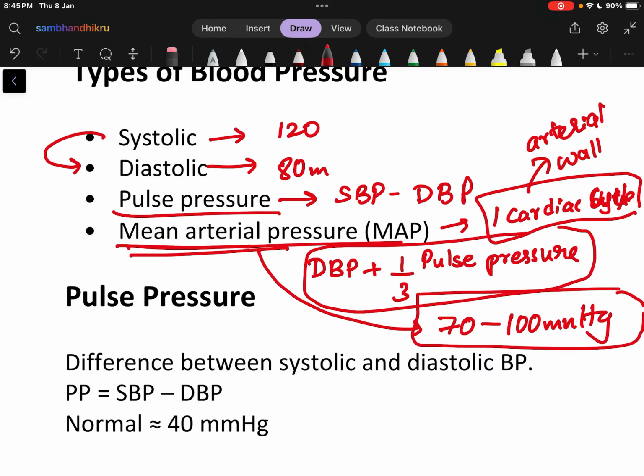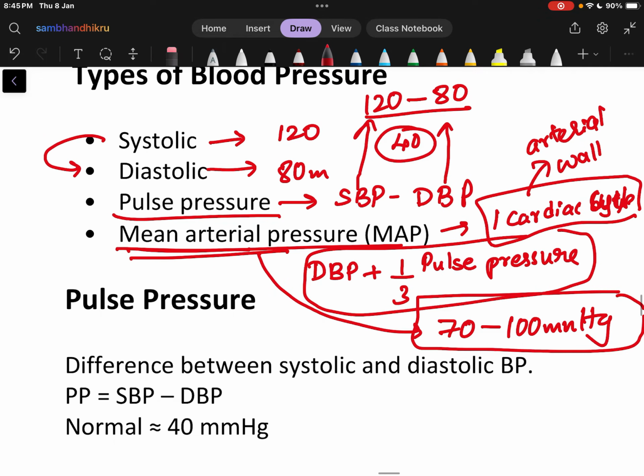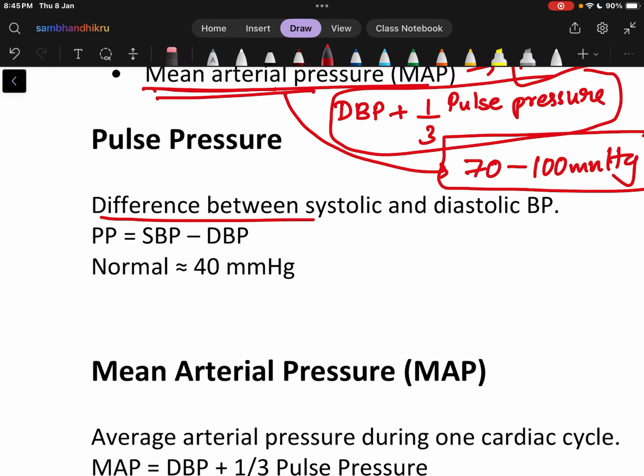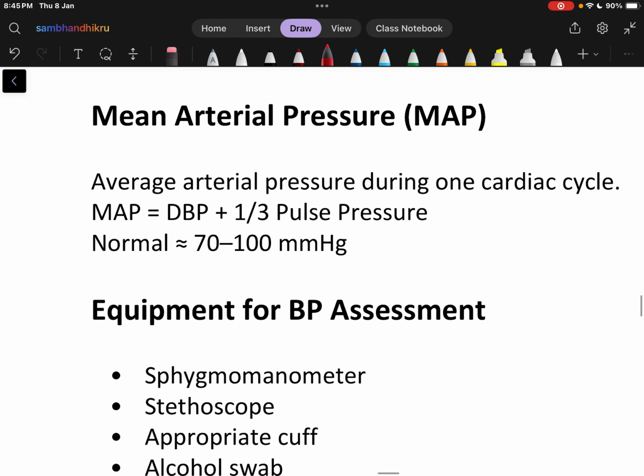What is the normal pulse pressure? 40. How, sir? 120 is the systolic blood pressure and 80 is the diastolic blood pressure. 120 minus 80 is 40. Clear? Next, coming to pulse pressure: the difference between systolic and diastolic, as I said. Next, mean arterial pressure.